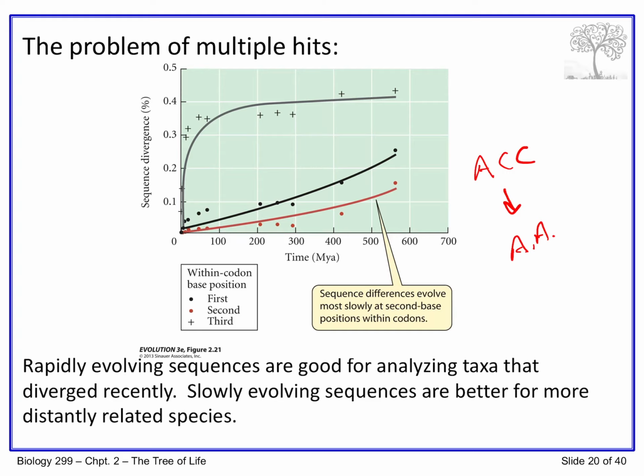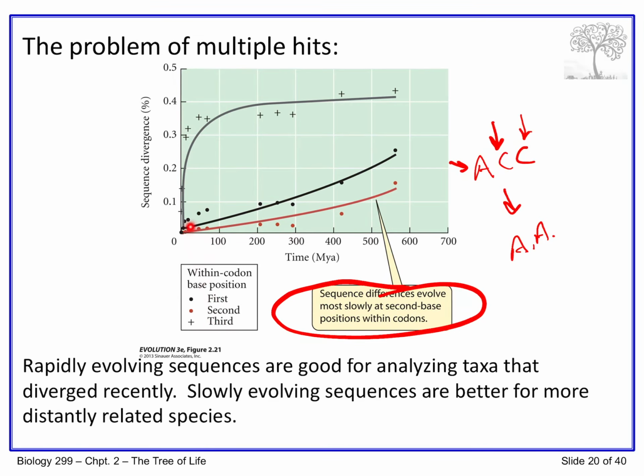But these 3 bases don't all evolve at the same rate. Because of the way that the genetic code is constructed, it turns out that sequence differences evolve most slowly at second base positions. So second base positions evolve most slowly, third base positions evolve most rapidly, and then first base positions are somewhere in between.